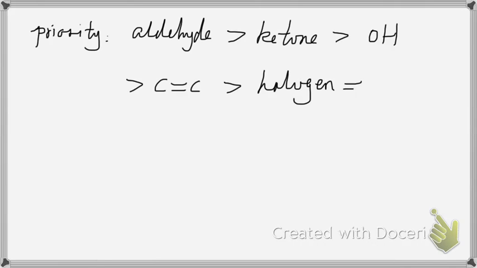So here is the priority order for the functional groups that we have learned so far. Aldehyde takes higher priority over ketones, which is higher than OH, and OH is higher than the C=C double bond. And the halogens and alkyl groups are equal, and they are the last. All right.